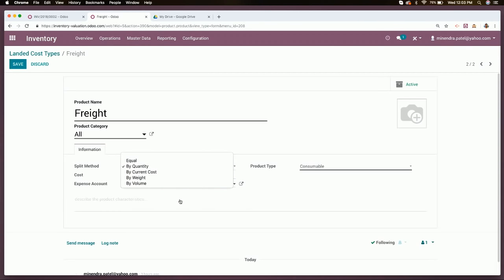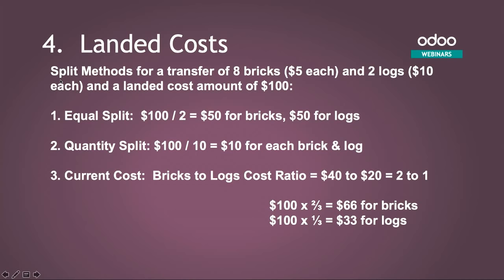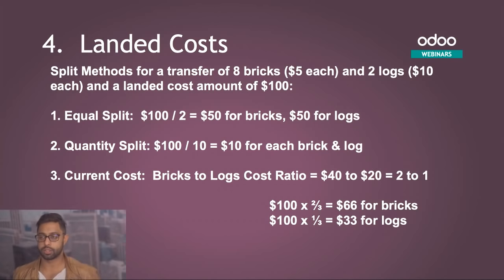So it depends on how you use this landed cost, right? And so this is where you would pick that. And for this, I've picked by quantity. So let's see what that means. Say we have split methods for a transfer of 8 bricks, which are $5 each, and 2 logs, which are $10 each, and a landed cost of $100 for the shipment, or whatever your costs are associated with.